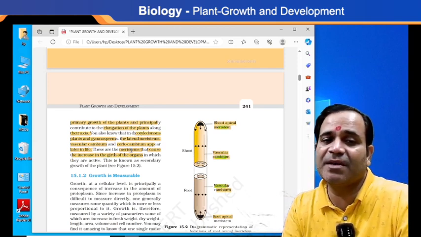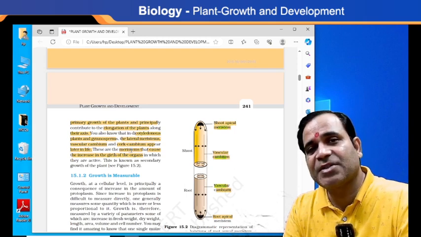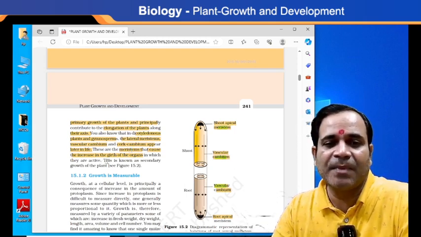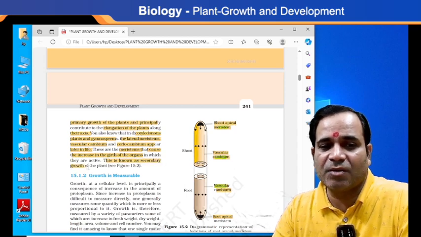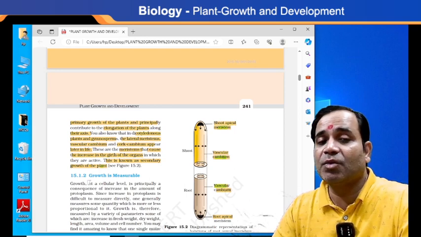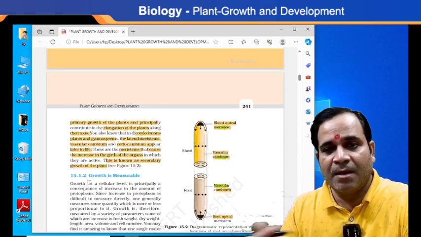Which one is important for the growth of the lateral meristem? Yes, you're right, lateral meristem is responsible. So this is known as what? Secondary growth of the plant. So secondary growth of the plant is mainly that growth which is responsible for the lateral meristems.